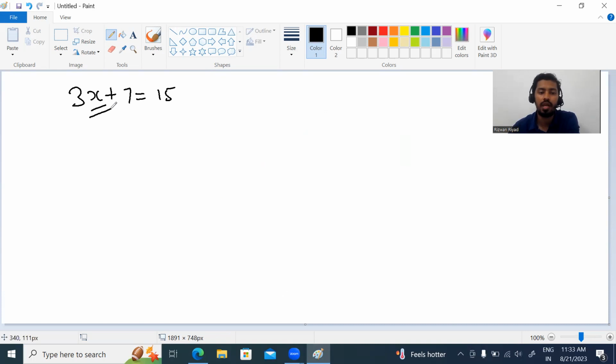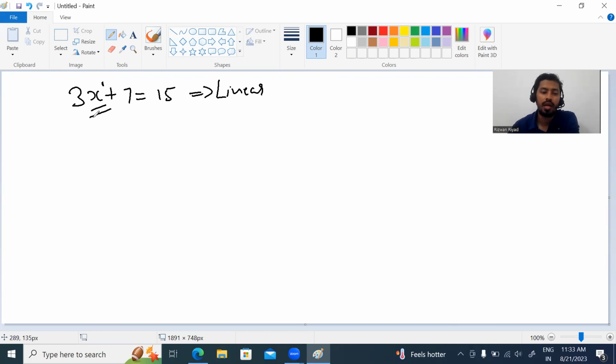Here x is the variable, and what is the exponent of x? The exponent of x is only 1. It is simply x, which means its exponent is 1. x simply means x raised to 1. So such equations, in which the exponent of the variable, or we can say the degree of that equation, is 1, are known as linear equations. So this is a linear equation.